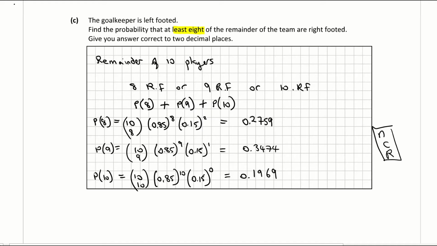and that is giving me 0.1969. And I want to add them together, so I add my 3 probabilities and I get 0.8202, and the question here wants it to 2 decimal points, so therefore my final probability is 0.82, or 82% of them would be at least right-footed if there's 8 of them. At least 8 of them would be right-footed. Okay, moving on, question 2.